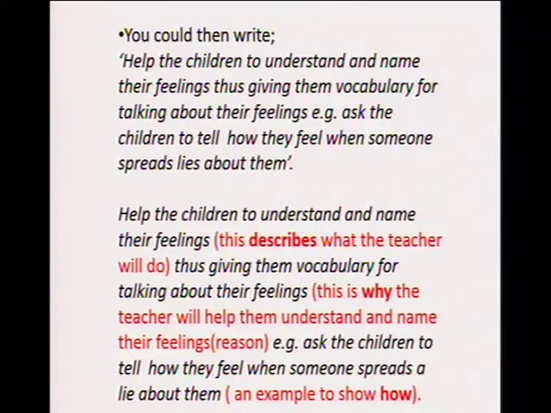Now let's look at the answer. Let's take it apart step by step. Help the children to understand and name their feelings. This part of the answer describes what the teacher will do. Thus giving them vocabulary for talking about their feelings. This part is the why the teacher will help them understand and name their feelings, the reason. For example, ask the children to tell how they feel when someone spreads a lie about them. This is the example that you give in the answer.